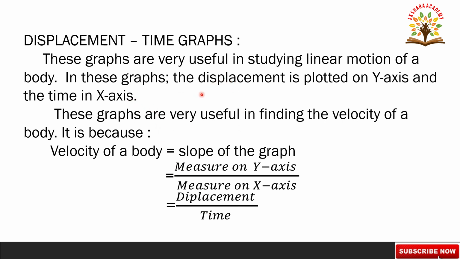In this graph, displacement is plotted on the y-axis and the time is on the x-axis. The y-axis is nothing but the vertical line, the x-axis is nothing but the horizontal line. These graphs are very useful in finding the velocity of the body. Velocity is equal to the slope of the graph. The formula for the slope of the graph is the measure on the y-axis by the measure on the x-axis, that is equal to displacement by time. Nothing but velocity is equal to displacement by time. Let us go to the next one.